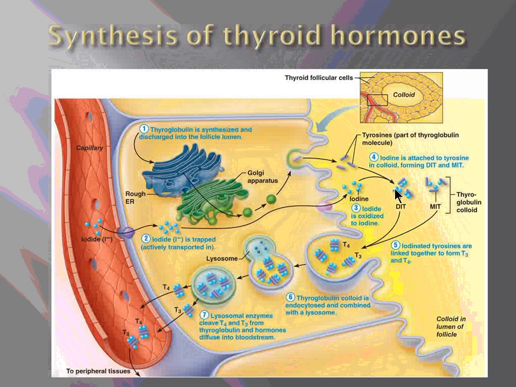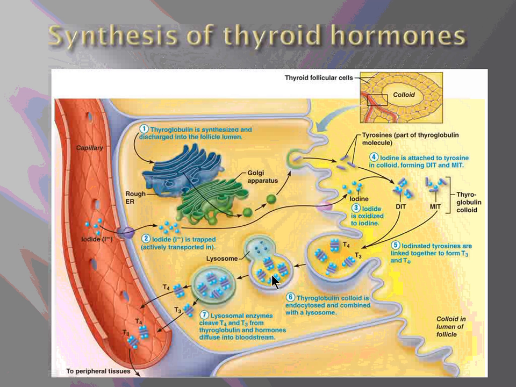When it attaches to two iodine molecules, it's known as diiodotyrosine. When one iodine attaches to a tyrosine molecule, it's known as monoiodotyrosine. Can you see that? So your monoiodo will have one molecule of iodine, diiodo will have two. That's why it's called diiodo. When a diiodo and a monoiodo join together, what do you think you'll get? T3, which is triiodo. When two diiodos join together, you get T4. See that? Okay. So T3 and T4 are formed.